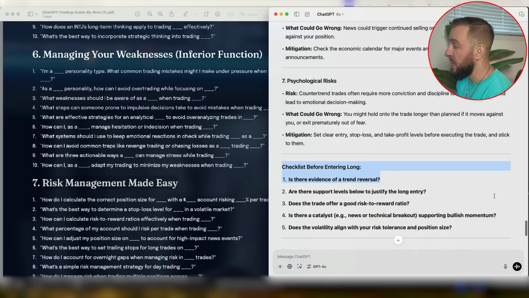Is there evidence of a trend reversal? Yes, there's a double bottom here. Pretty clear and easy to see. 2, are there support levels below to justify a long entry? That's what that double bottom is. That's the support area. So yes.